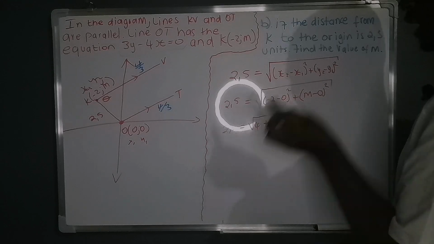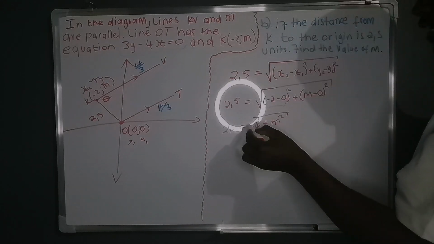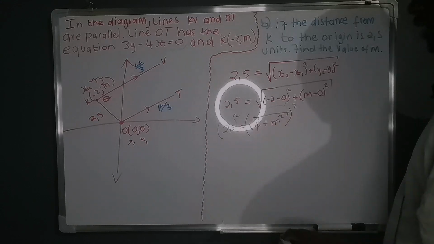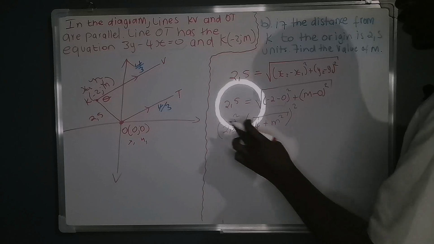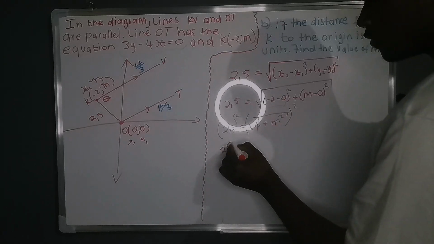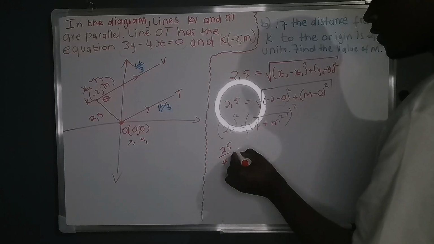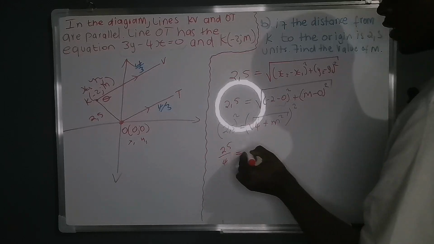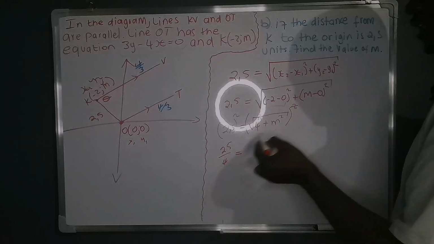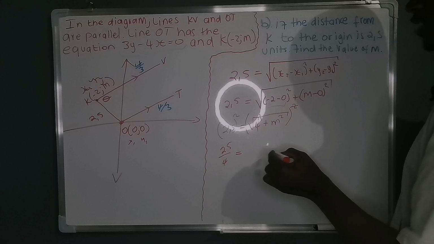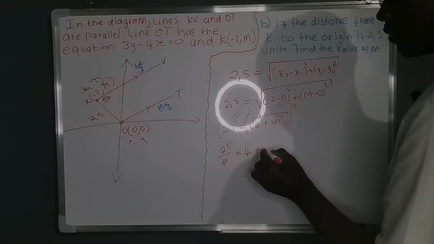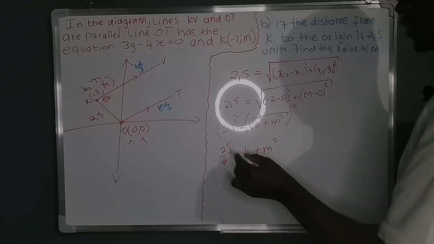That equals 2,5. Now I need to remove this square root sign, so I'm going to introduce squares on both sides. Then 2,5 squared is equal to 25 over 4, which equals 4 plus m squared. Remember, squaring is going to remove only the square root; anything under the square root sign stays like that.